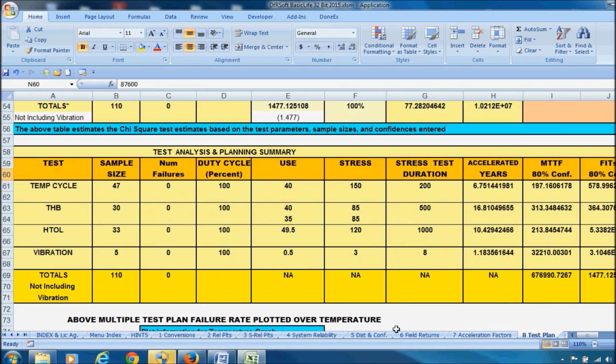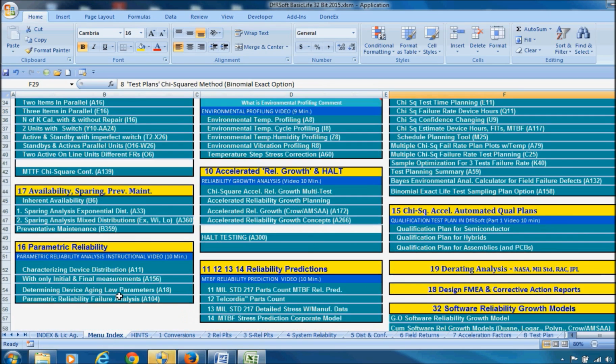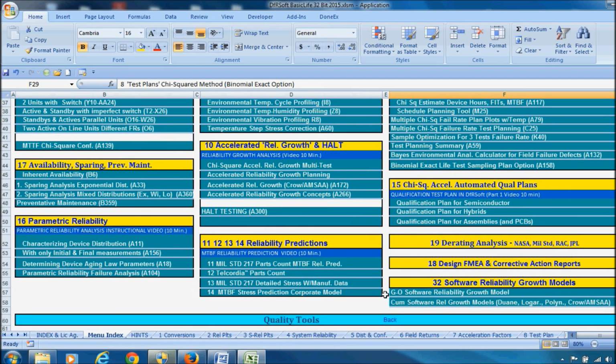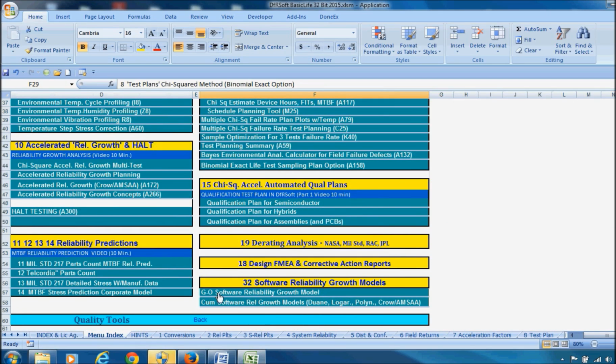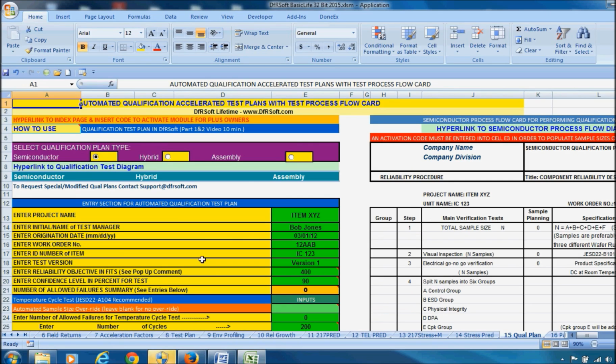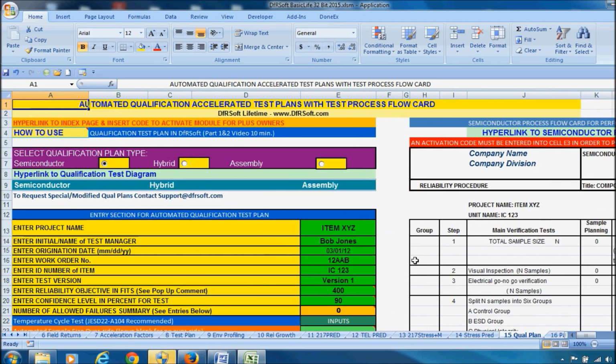Now, the next thing we're going to do is, let's say that you don't know very much about accelerated test planning, and you want to design an accelerated test more related to industry standards like JEDEC. So in DfRSoft, you go back to the menu, and it has automated test planning. And this does 2 things. It keeps you consistent with your test planning. So it's a methodology that helps you maintain consistency with what you're doing on your accelerated testing.